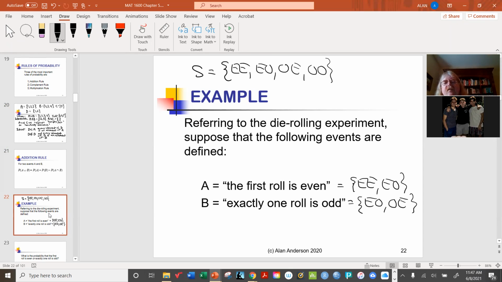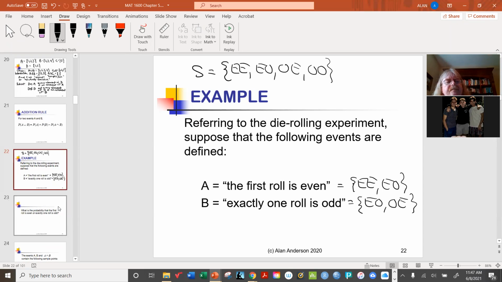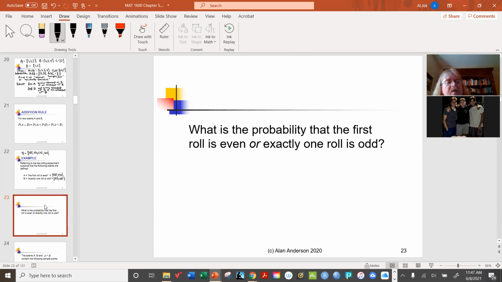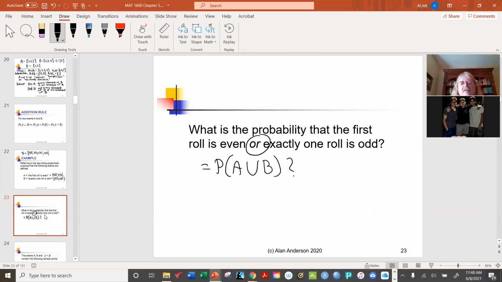Okay, so often in these cases, what you need to do is identify what elements belong to that event before you start trying to calculate probabilities. Now, what do we want to know here? What's the probability of getting either the first roll is even, which is A, or exactly one roll is odd? So in other words, what you're being asked for is the probability of A union B. The word or means union. Okay, so remember that. Or is union, and is associated with intersection.